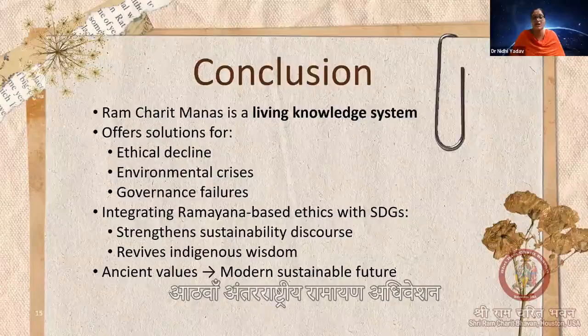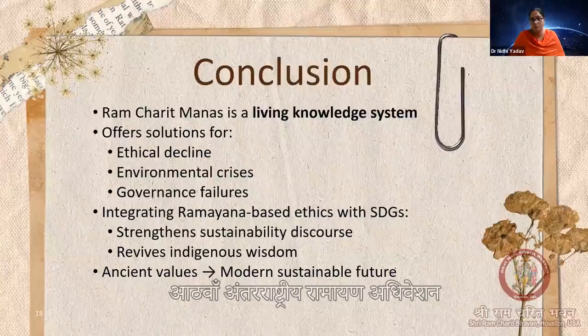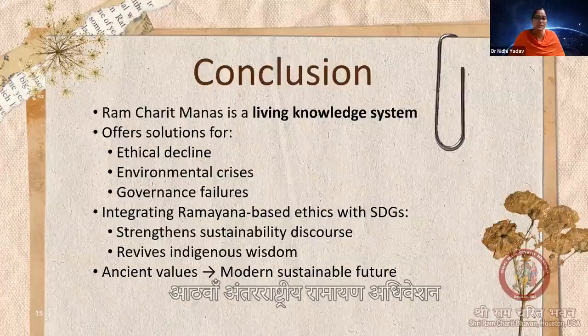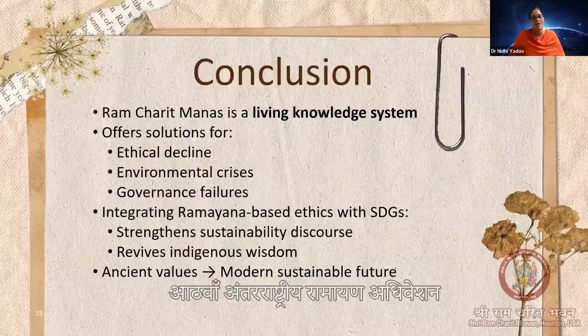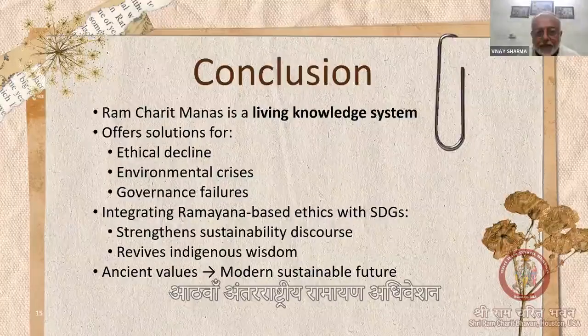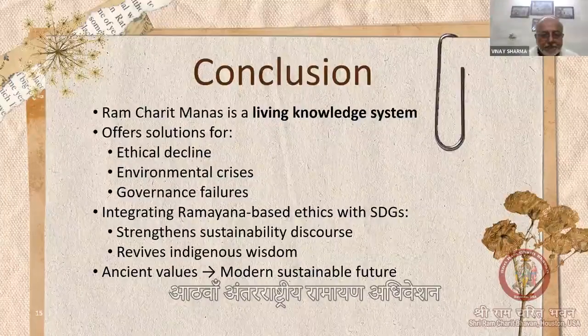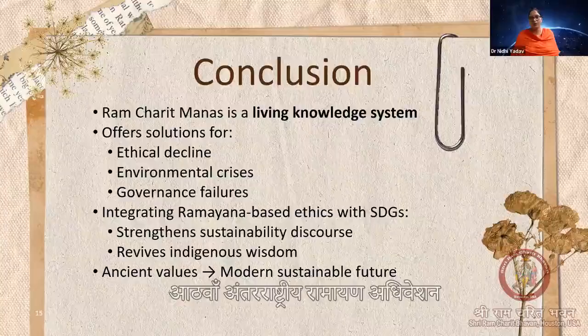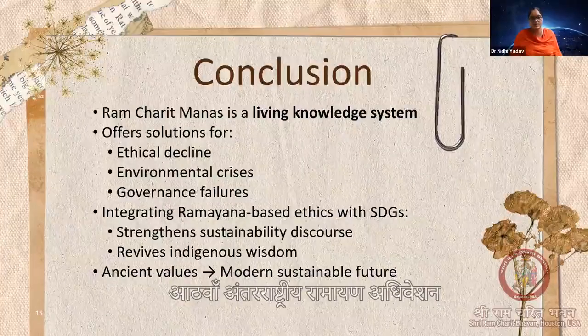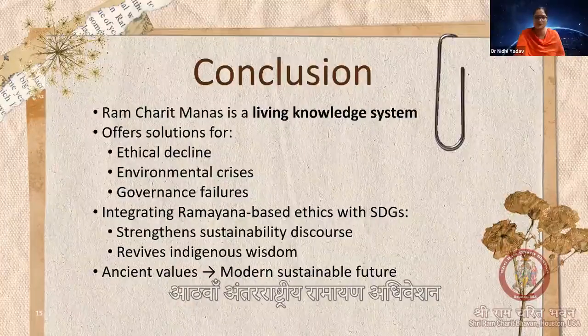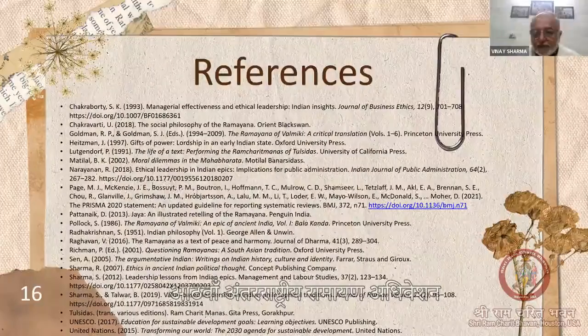So we can conclude that Ramcharitmanas is a living knowledge system, not merely ancient or indigenous knowledge. It is a living knowledge system. We need to adopt that. It offers solutions for ethical decline, environmental crisis or environmental pollution, and governance failures. So integrating Ramayana or Ramcharitmanas can support all the sustainable development goals. Thank you so much. Thank you.